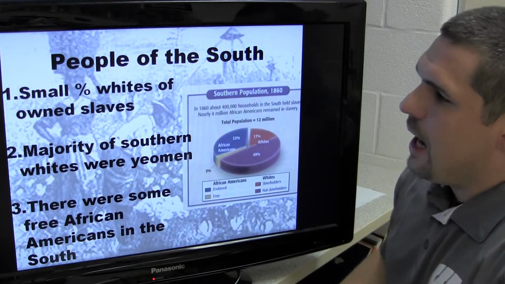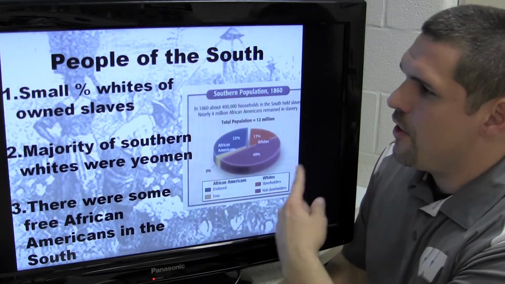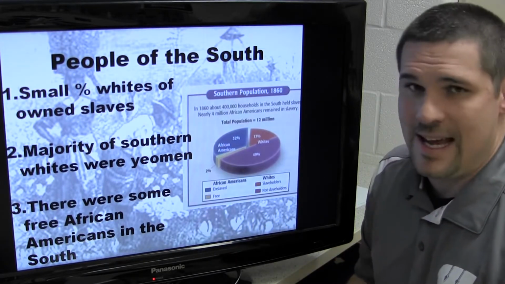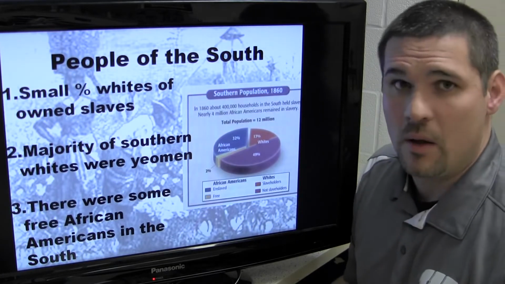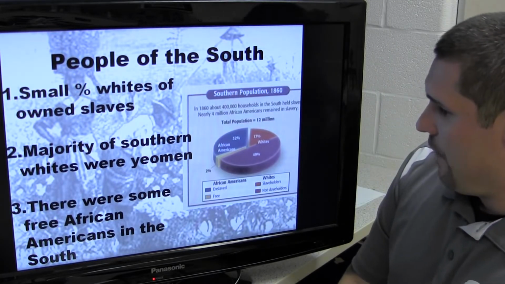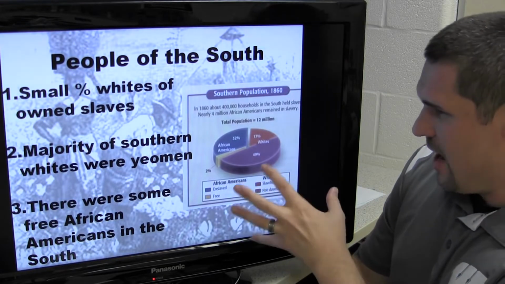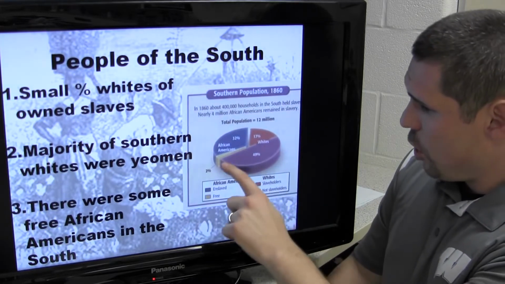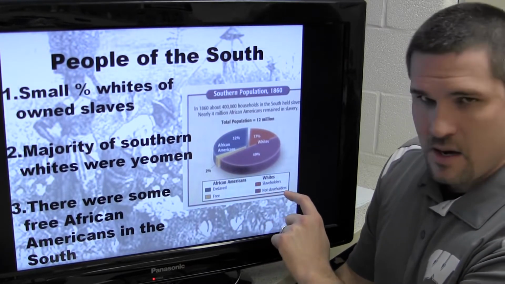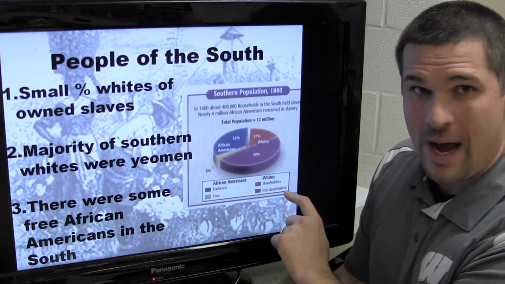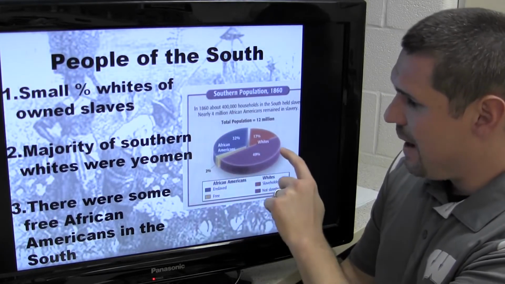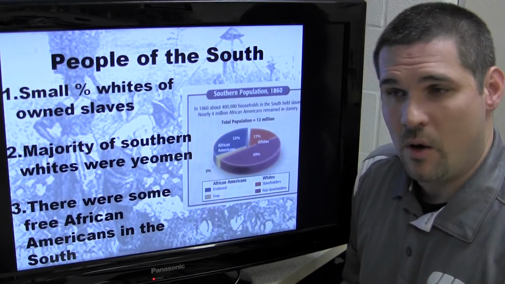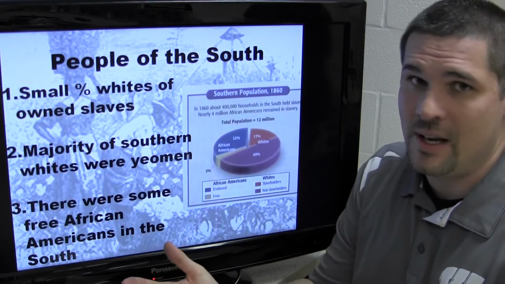Let's take a look at the dichotomy of the Southern population. First observation we can make is that a small percent of whites actually own slaves, despite what many people might believe. As a matter of fact, if we take a look here on this chart, it may be a little hard to see on camera, but I'll explain it. In purple, it represents the white non-slaveholders, and that is about 50%. So 50% of the population in the South were whites who did not own slaves.